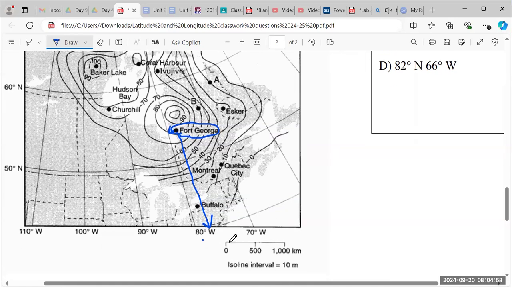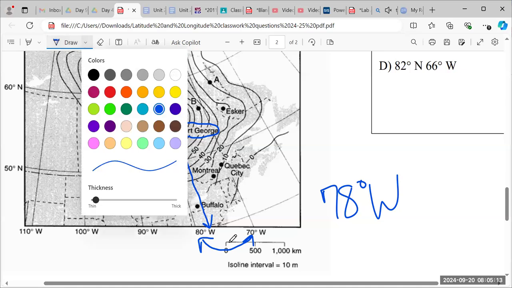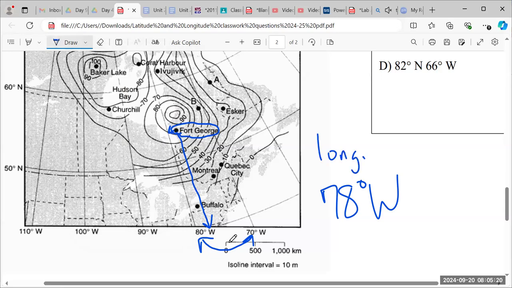And so when I look, it's between 70 and 80. Don't get confused. It's between 70 and 80. So we're not going to say 82, because it is between 70 and 80. So let's give an estimate. Let's say 78 degrees west. All right. And this is my longitude. Let me just make sure for us to remember.